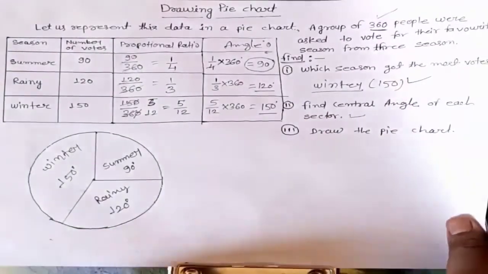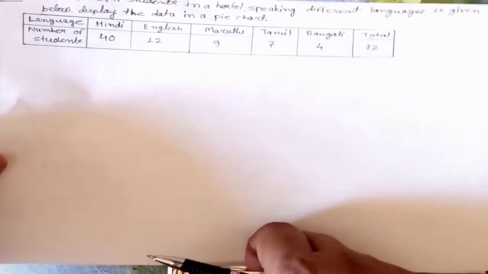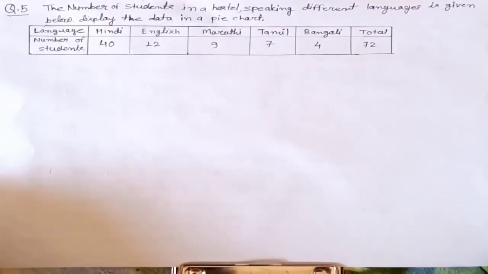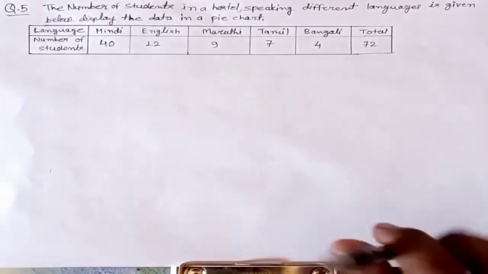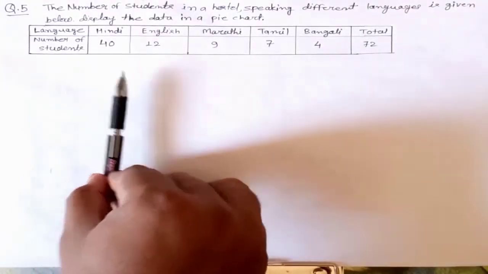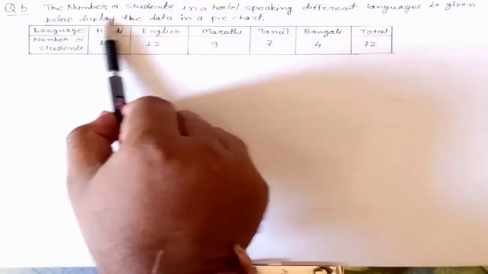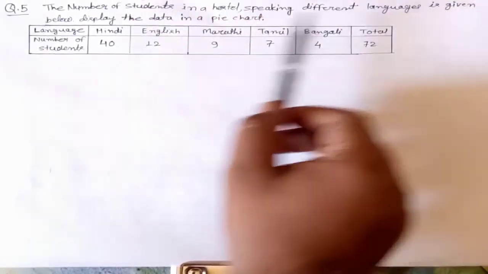I have taken one more question, right? Suppose like this. This is a question you have asked, right? So this is a question from your exercise number 1.2, right? This is a question exercise 5.2. Question number 5 is here, right? We have to make a proportional sector table, right? We have to make table as well as pie chart, right? So the number of students in the hostel speaking different languages is given below, right?